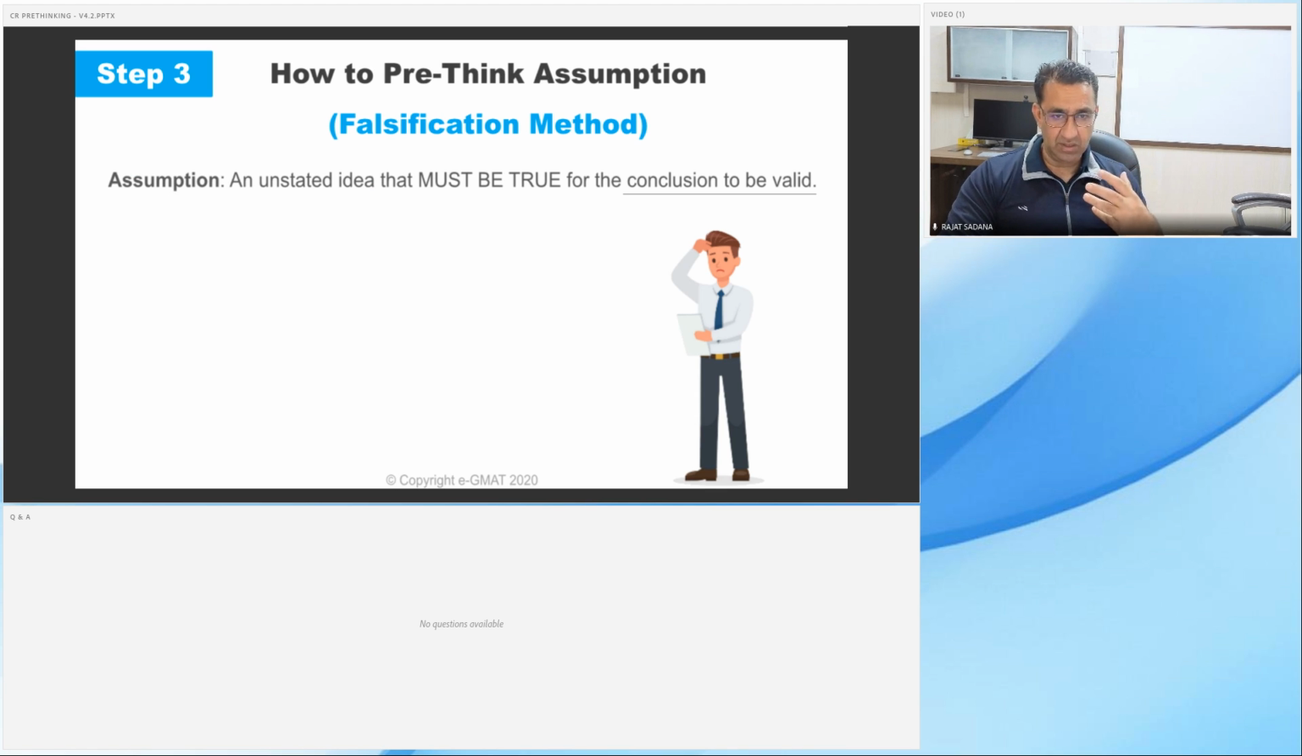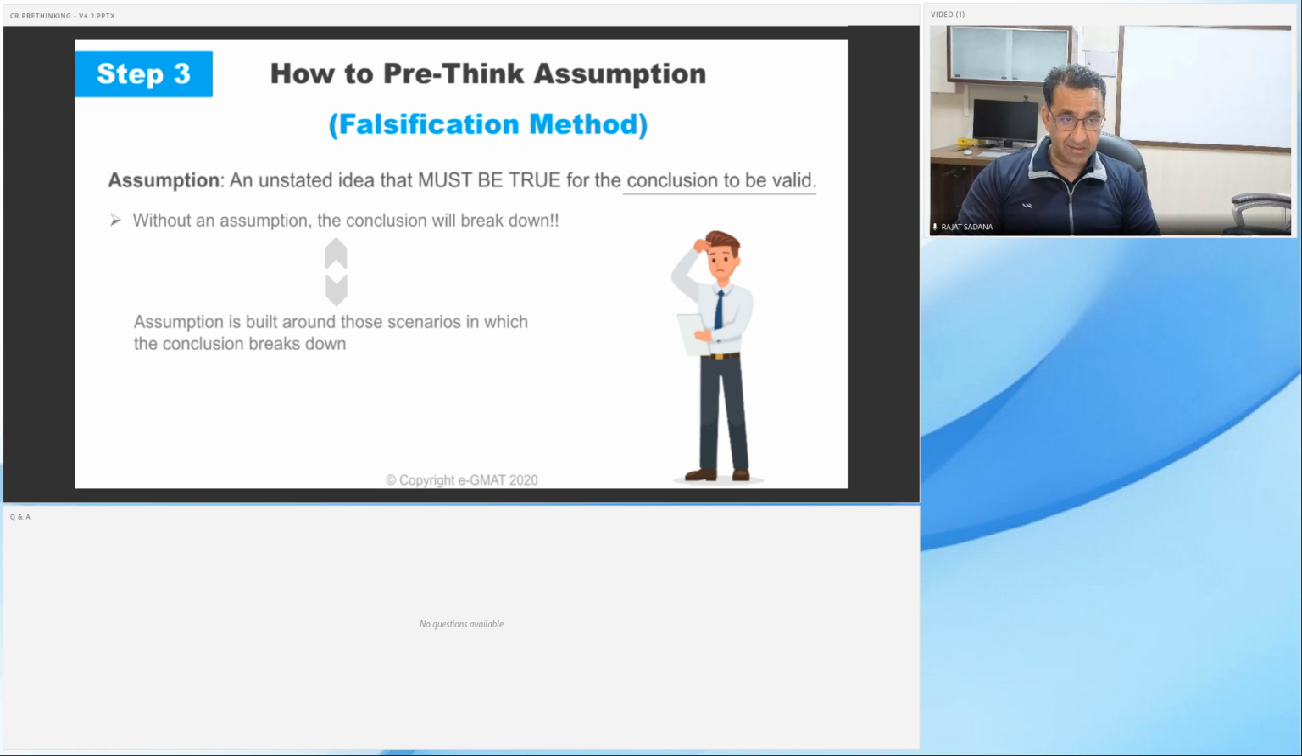Now, how does pre-thinking work? Pre-thinking works based on the fundamental definition of what an assumption is. An assumption is an unstated idea that must be true for the conclusion to be valid, which means that without an assumption, I can break the conclusion down. Assumptions are built around scenarios where the conclusion breaks down. If you go back to our house example, you figure out where your roof is caving in architecturally, and then you put pillars there so that the roof does not cave in.